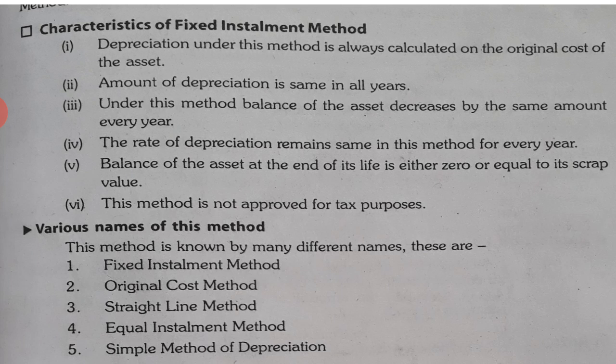First, depreciation is always calculated on the original cost. Second, the amount of depreciation is the same in all years. Third, the asset decreases by the same amount every year. Fourth, the rate of depreciation remains the same in this method for every year. Fifth, the balance of the asset at the end of its life is either zero or equal to scrap value.